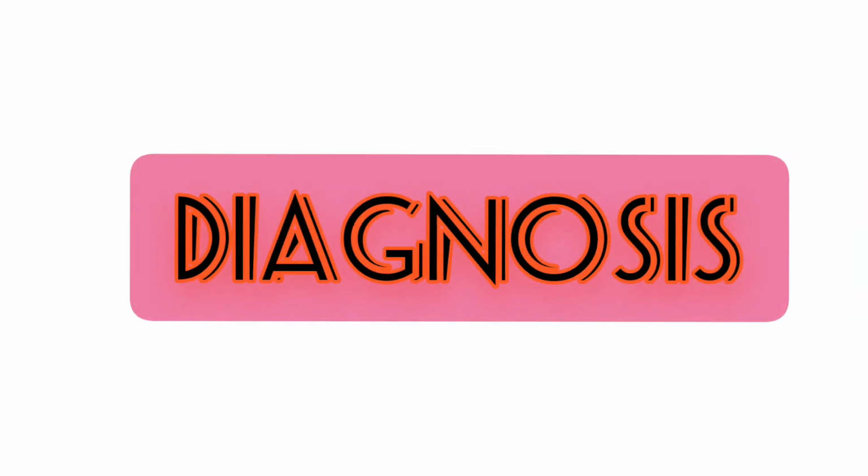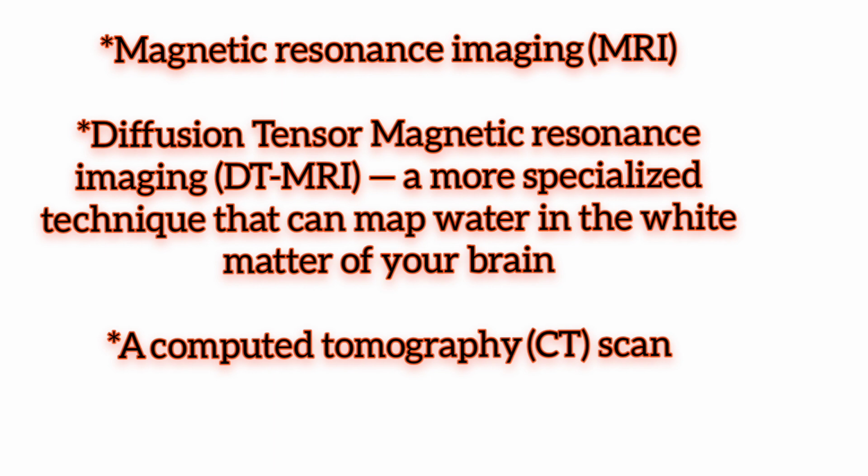Next we move on to diagnosis. Diagnosis of alien hand syndrome: magnetic resonance imaging, MRI, and diffusion tensor magnetic resonance imaging. Next, a computed tomography, that is a CT scan. These are all the diagnoses for alien hand syndrome.